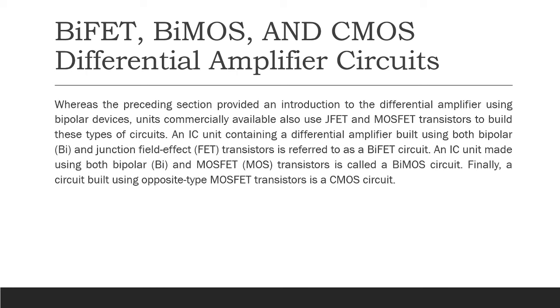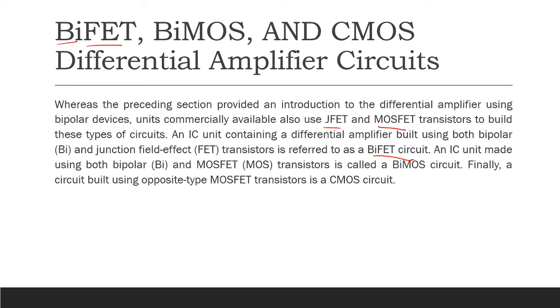We have BiFET, BiMOS, and CMOS differential amplifier circuits. So, whereas the preceding section provided an introduction to the differential amplifier using bipolar devices, so units commercially available also use JFET and mga MOSFET. So, an IC unit containing a differential amplifier using both bipolar and field effect, ang tawag natin doon is BiFET circuit. Ibig sabihin nun, may BJT ka na, may FET ka pa.